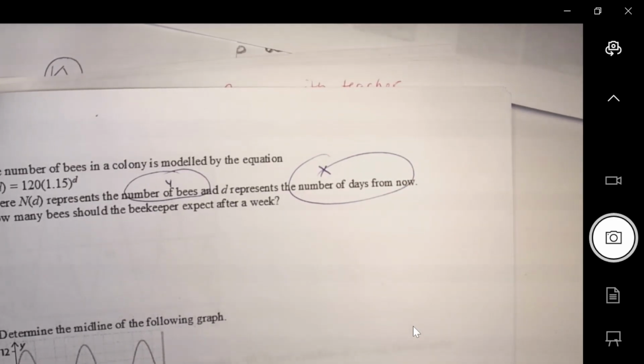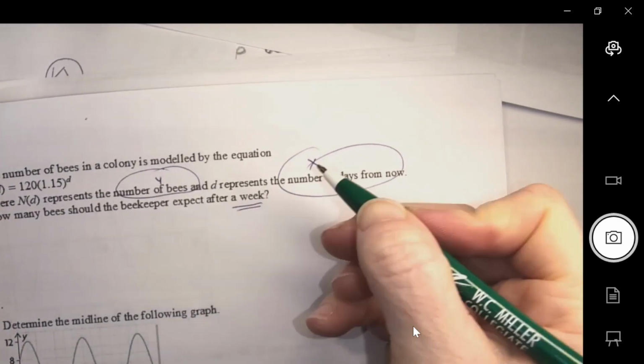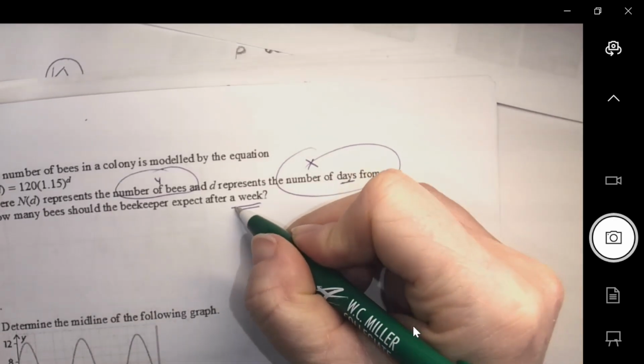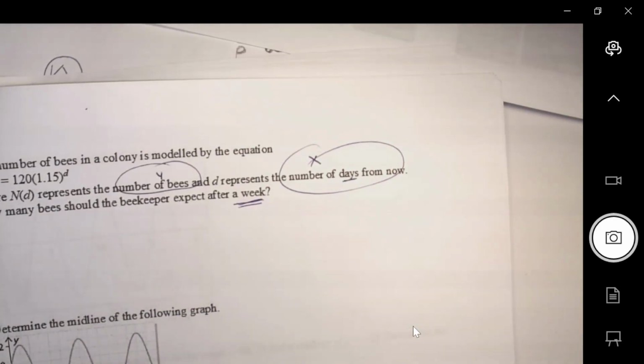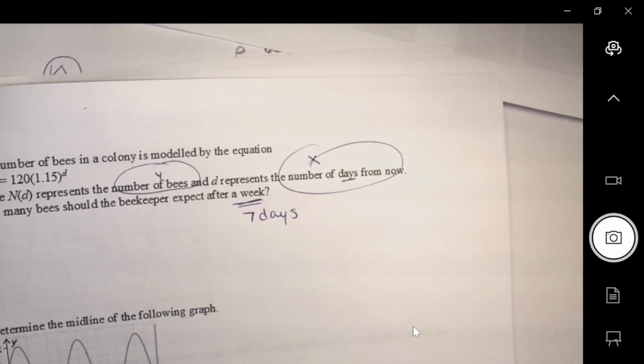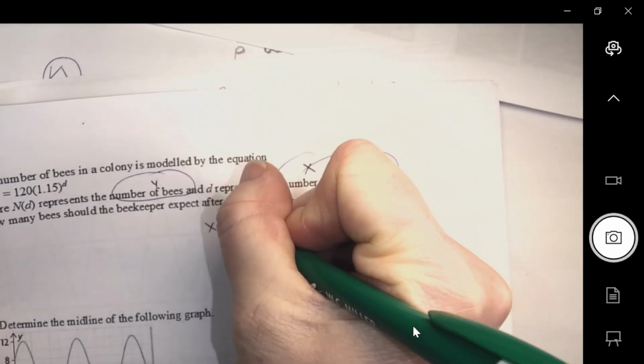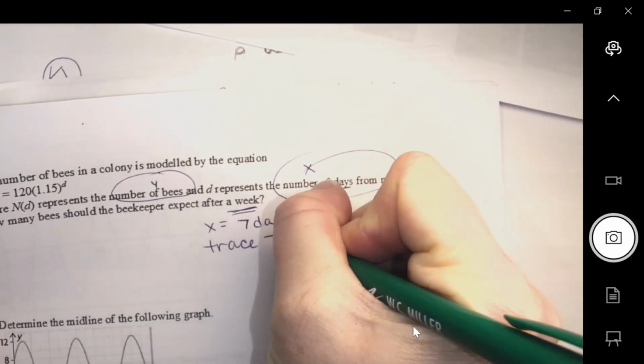How many bees should the beekeeper expect after a week? Be careful because we were talking days and now weeks. So make sure you're in the right conversions here. So I want 7 days, right? Now, you have two options. Is this just trace, or is this the y2? Do I have an x, or do I have a y? This is just an x, so I just go trace 7.